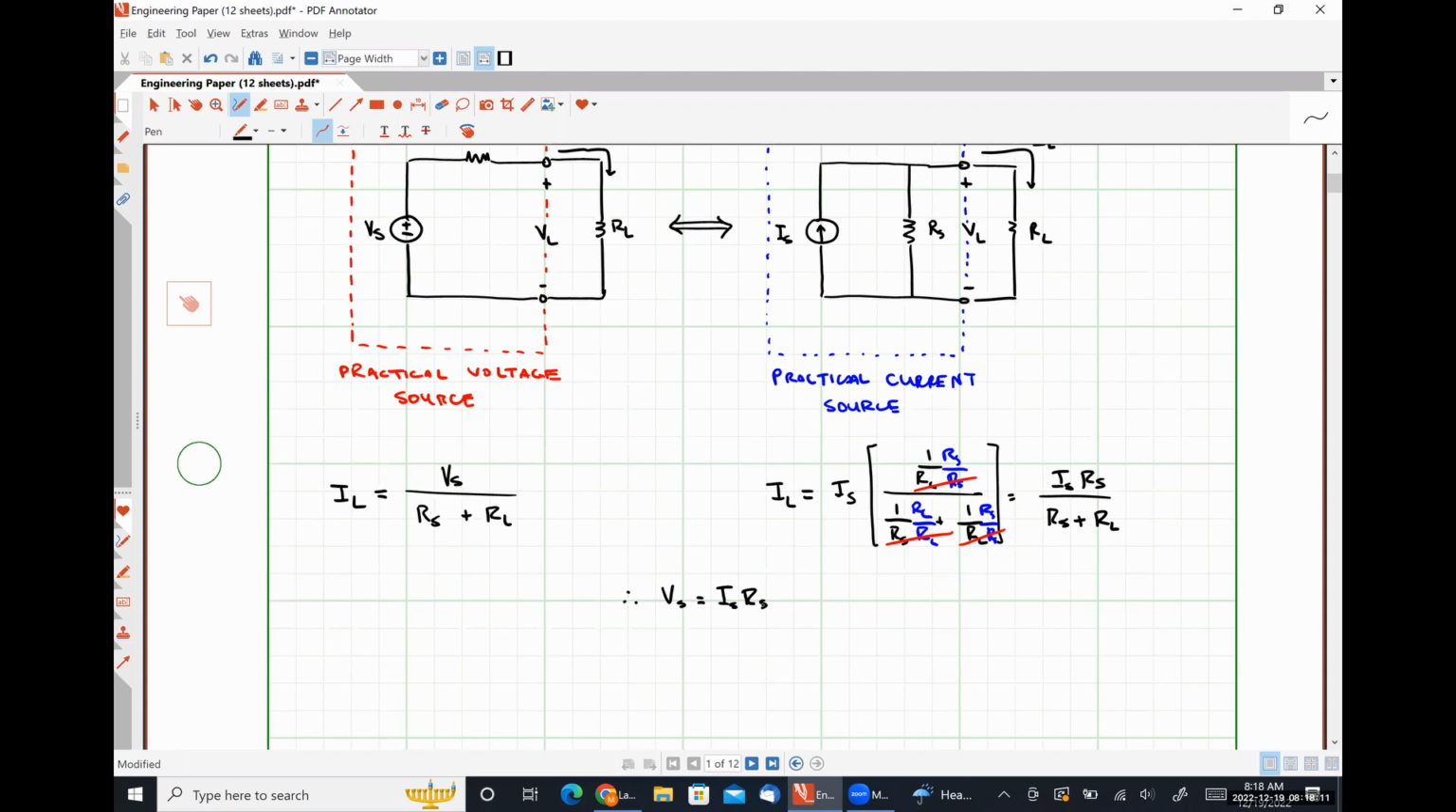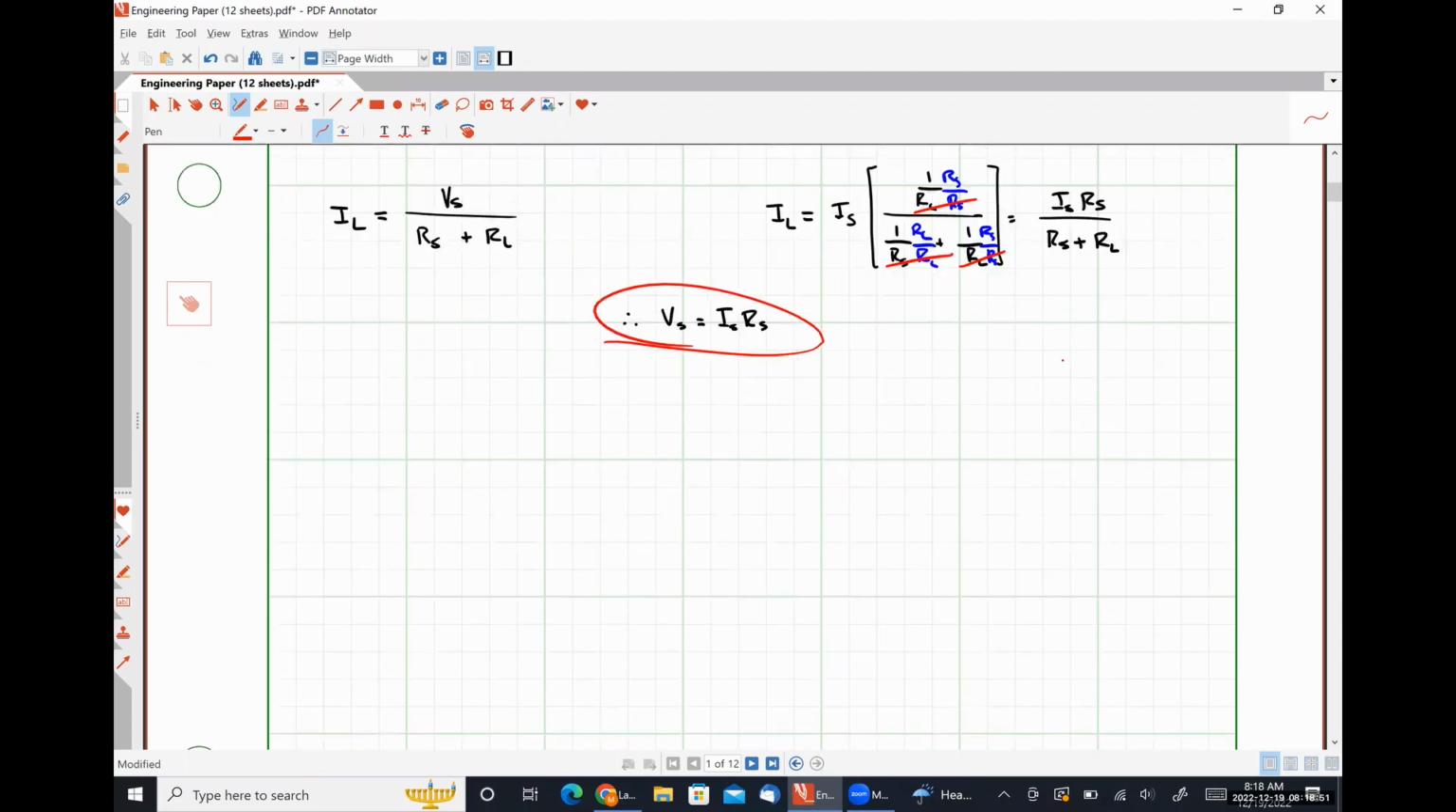Now we could go through and do something very similar to find VL on both sides. We could use voltage division on the left-hand side, Ohm's law on the right-hand side, and we would find that once again, VL on the left would be equal to VL on the right under the condition that VS is equal to IS times RS. So this is the constraint that forces these two circuits to be electrically equivalent, okay? So effectively, what that means is that anytime we have a practical voltage source, we can convert it into a practical current source and vice versa.